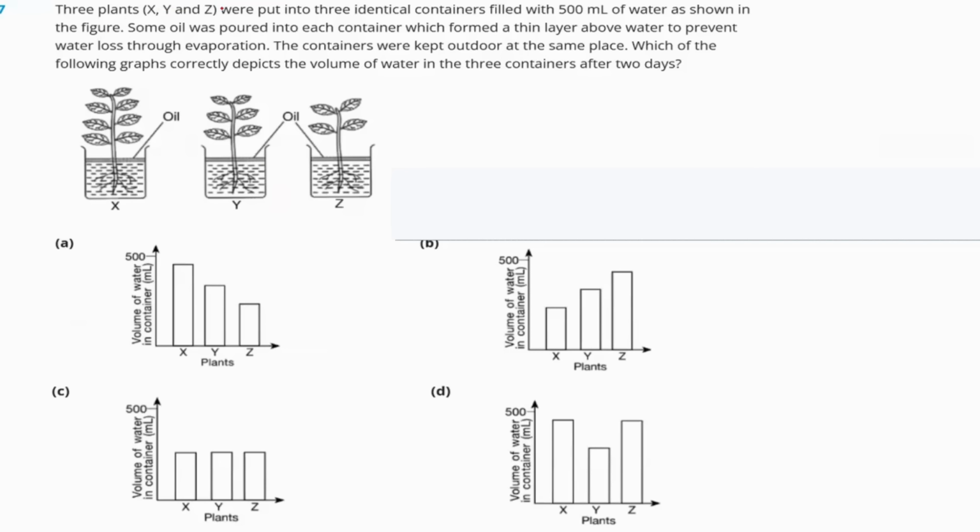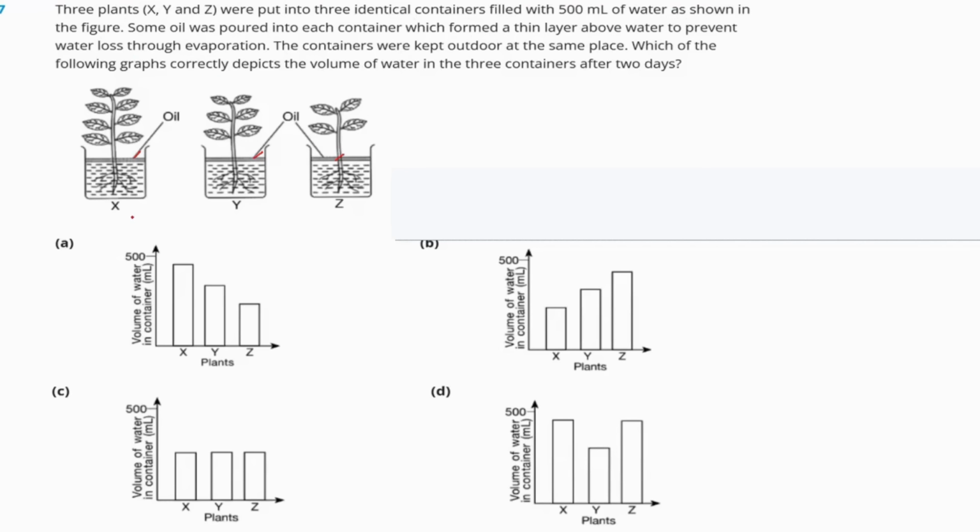Okay, question number 27. 3 plants X, Y, Z were put into 3 identical containers filled with 500 ml of water as shown in the figure. Some oil was poured into each container, which formed a thin layer above the water to prevent water loss through evaporation. The containers were kept outdoors at the same place. Which of the following graphs correctly depicts the volume of water in the 3 containers after 2 days?